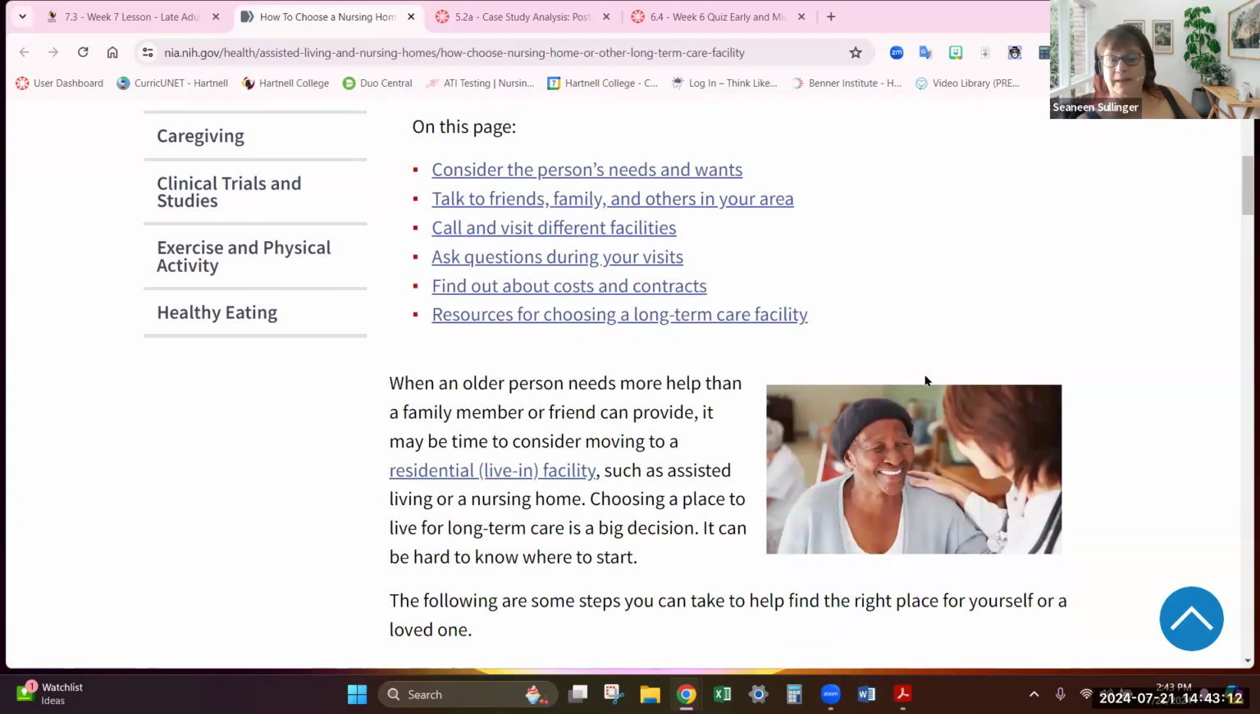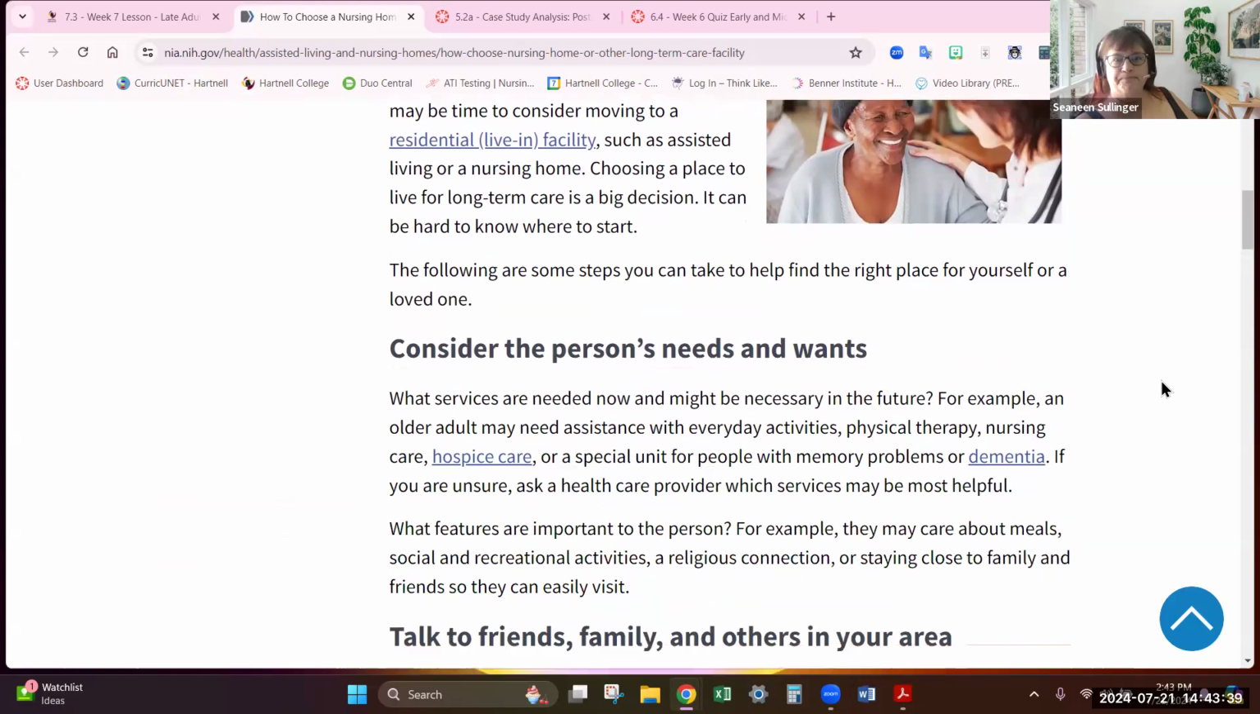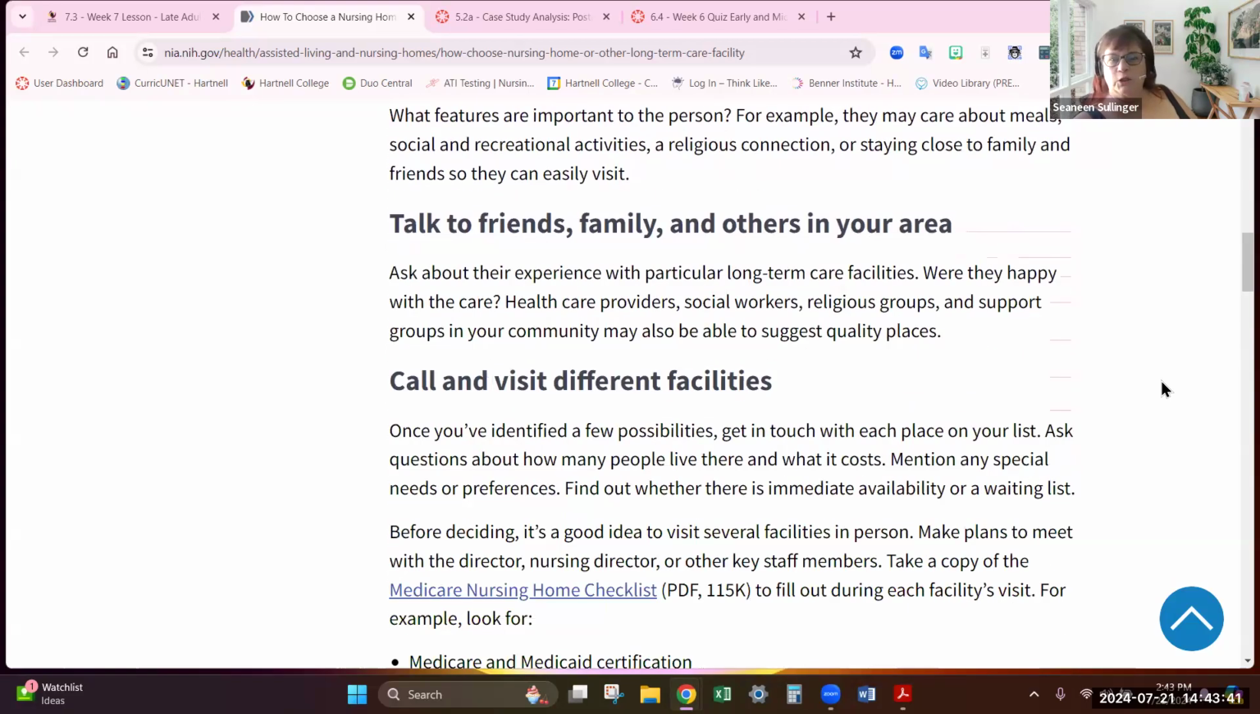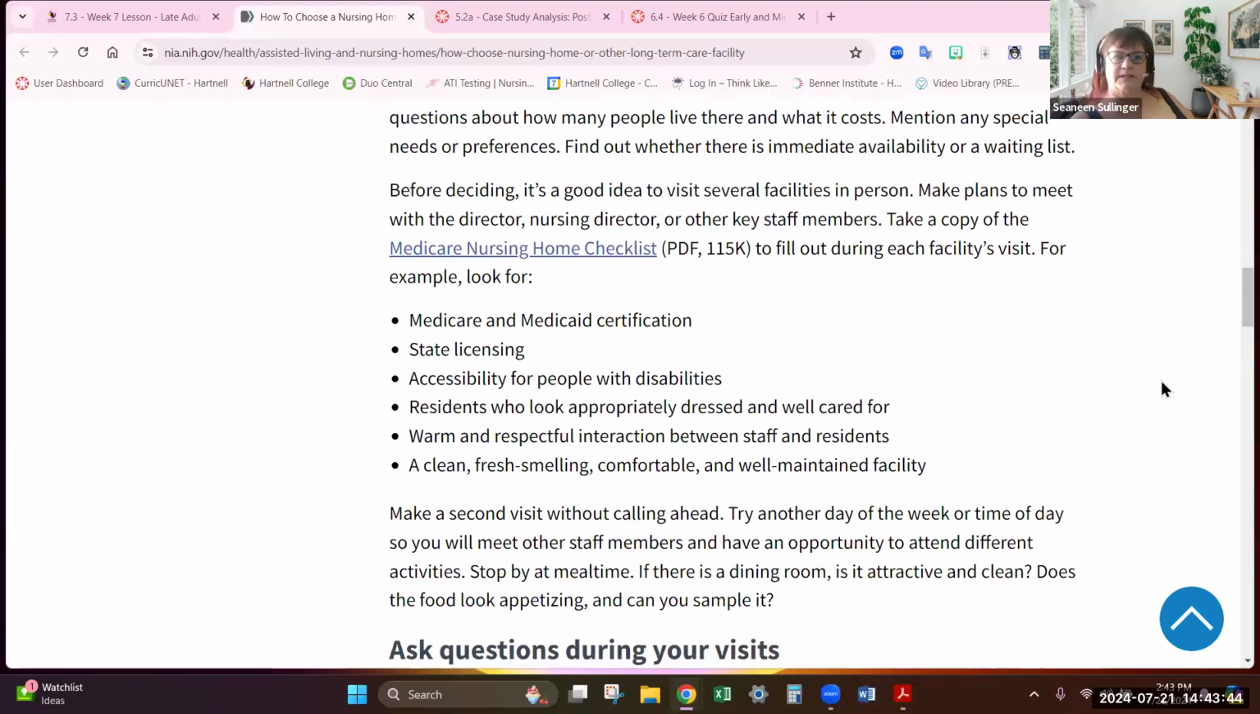Go visit them. Like I visited daycares and in-home daycare providers, I think it's important to go visit some long-term care facilities. I did that for my mother, who said that she did not want to die in our house. But when I looked at the facilities, I just didn't think they were the kind of atmosphere that she wanted. So this article provides some different things to look at, to call and visit different facilities.